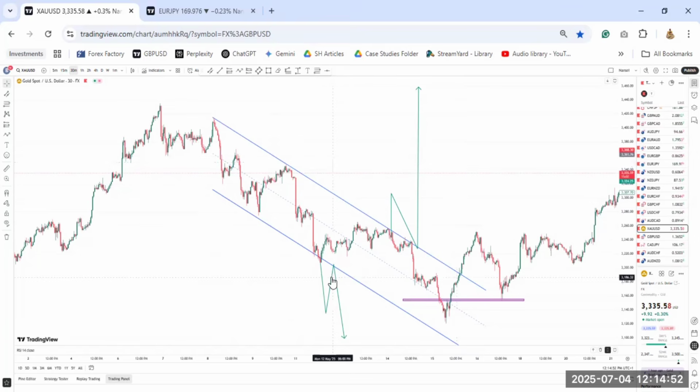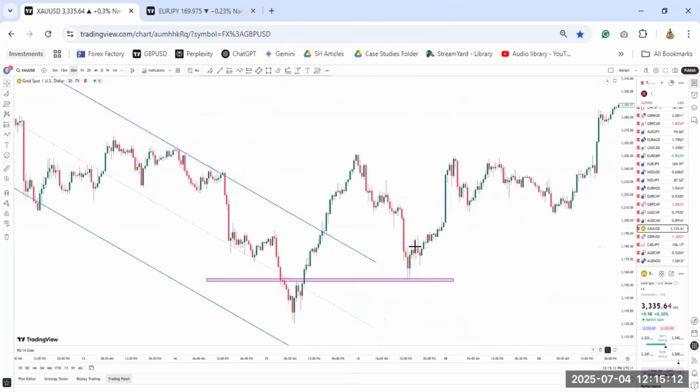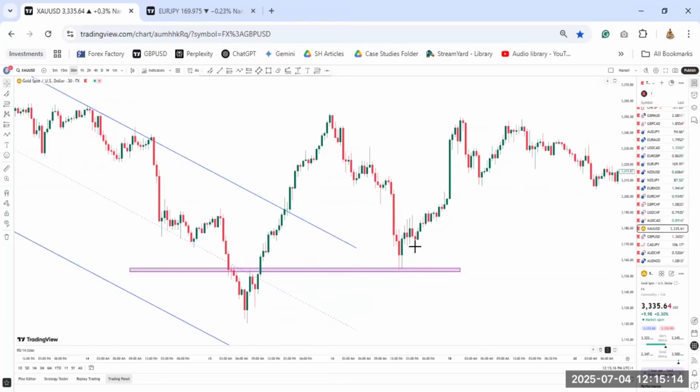So how are you going to trade the breakout? From here, we can see that price broke out at this current level. So since we have drawn the channel properly, I am going to enlarge the chart for you to see where the breakout occurred.